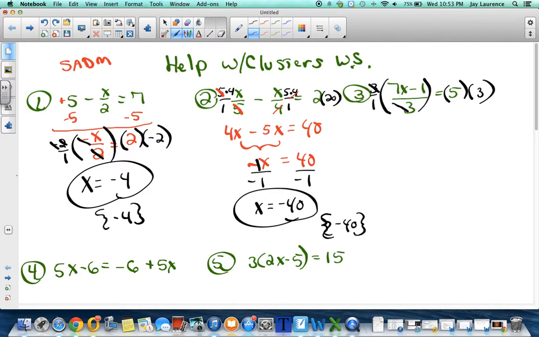The 3's cancel. Nothing left to distribute here. This becomes 7x minus 1. Right-hand side, we get a 15. All right, we're going to add 1 to each side. It's just a 2-step equation from now on. 7x is going to equal 16. Going to divide by 7. X is going to equal 2 and 2/7.